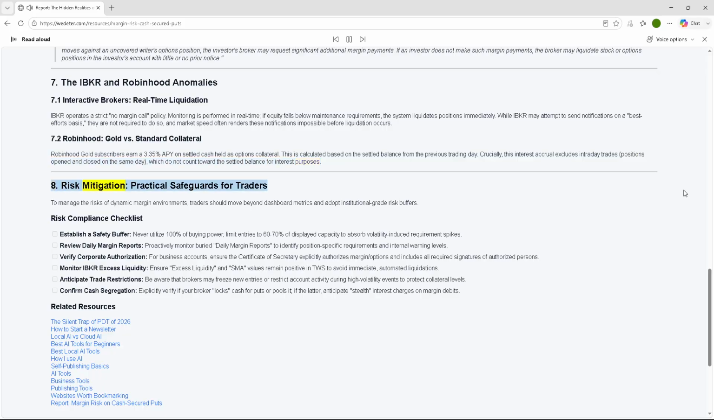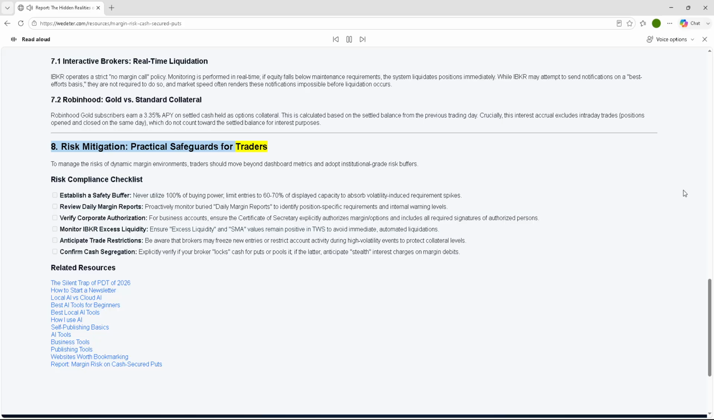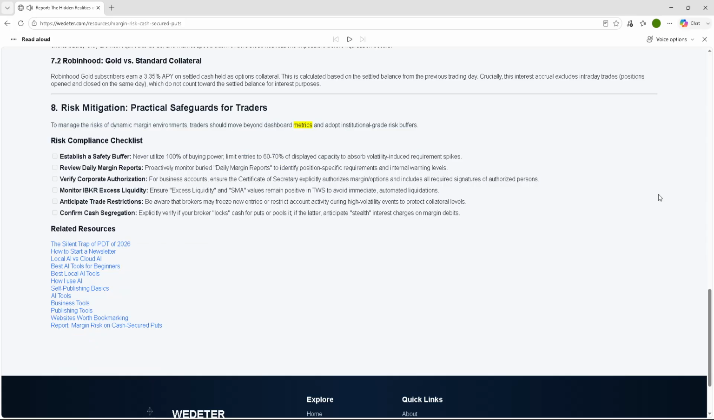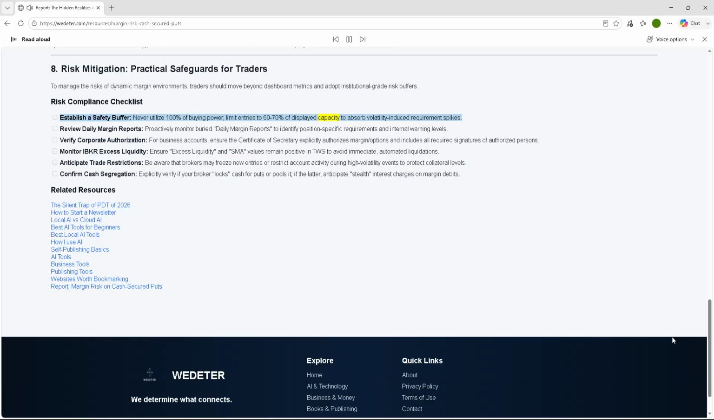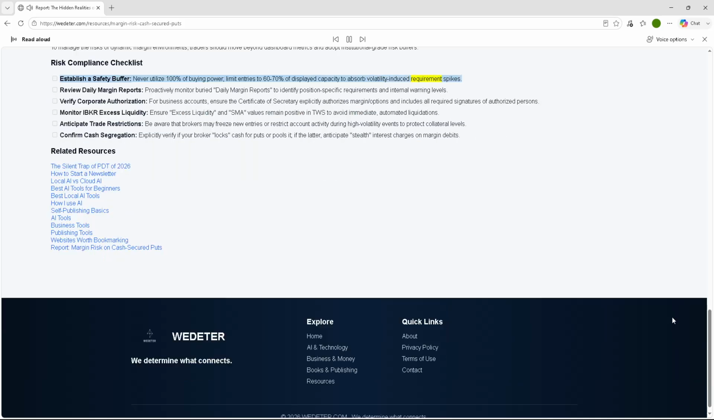8. Risk mitigation. Practical safeguards for traders. To manage the risks of dynamic margin environments, traders should move beyond dashboard metrics and adopt institutional-grade risk buffers. Risk compliance checklist. Establish a safety buffer. Never utilize 100% of buying power. Limit entries to 60 to 70% of displayed capacity to absorb volatility-induced requirement spikes.